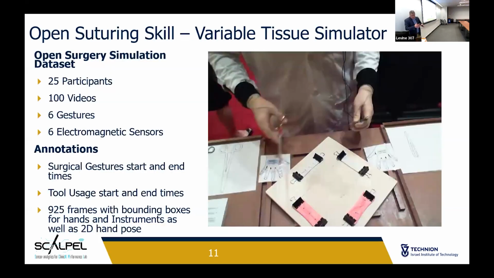And before I drill into more data, I'll just show another data set that we have. It's very similar. I'll use it in several slides, so I'll give it a short introduction. Here we were already using electromagnetic sensors. You can see the black wire is just a cover on the electromagnetic sensors. They're on their fingertips. We have 25 participants, 100 videos. They have 6 gestures they're performing. And we have 3 electromagnetic sensors on each hand, so 6 in total.